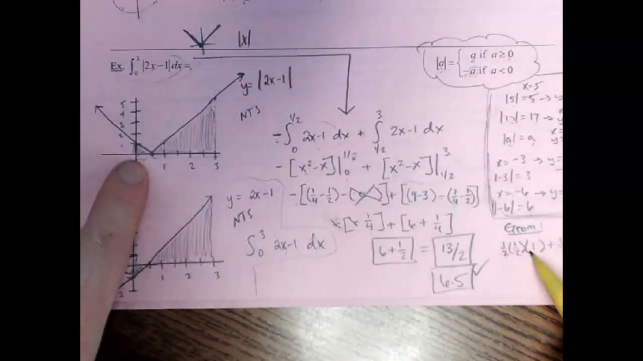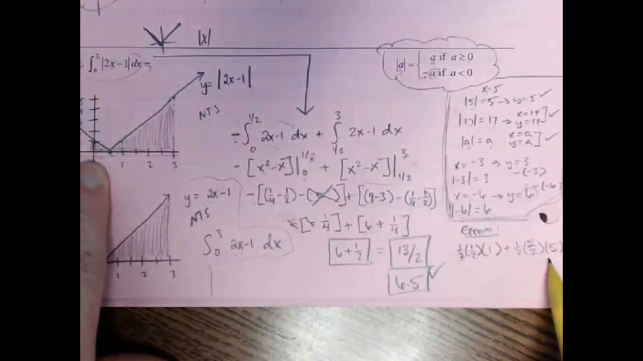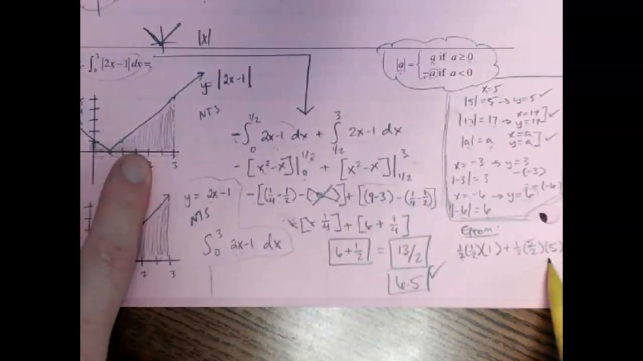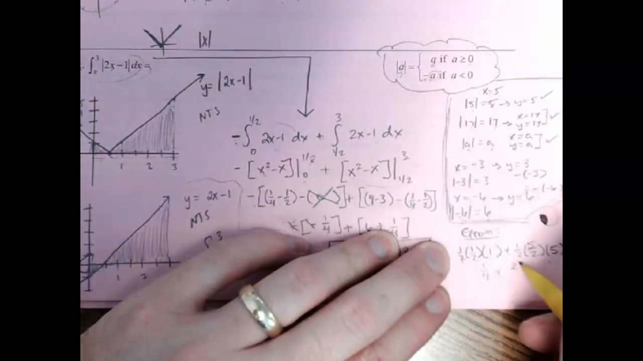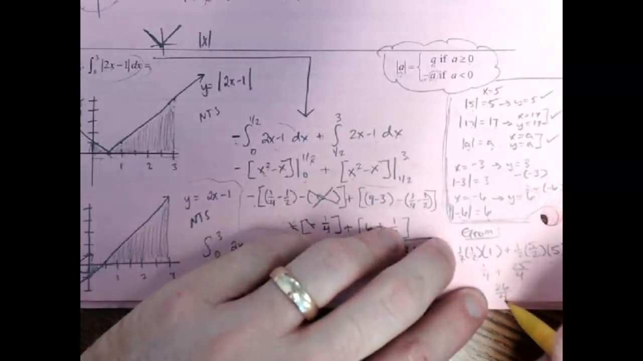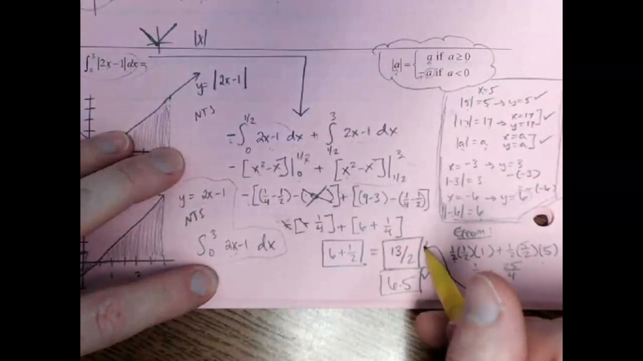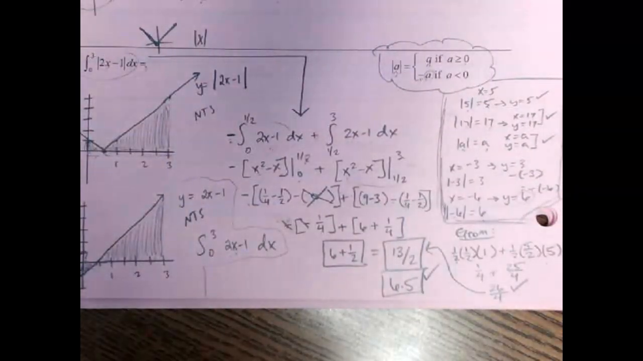So I could use geometry, 1/2 base times height. That's the first triangle, positive since it's above. And then I could do 1/2 base times height. That's gonna give me the second triangle. So that's 1/4 plus 25/4. That's the same thing as 26/4. And look at that, 26/4 is going to reduce to the same 13/2, or the same 6.5.